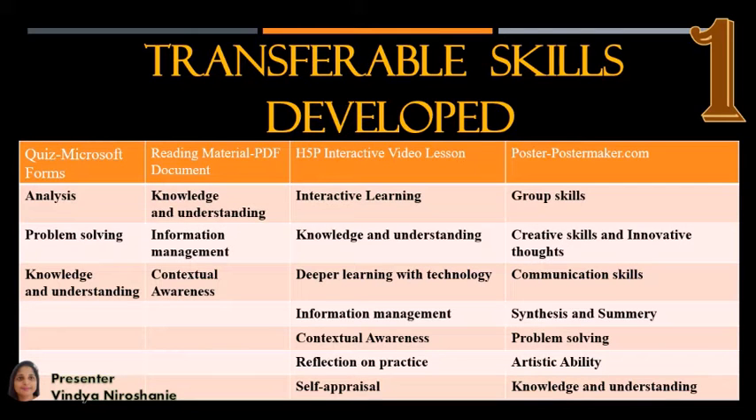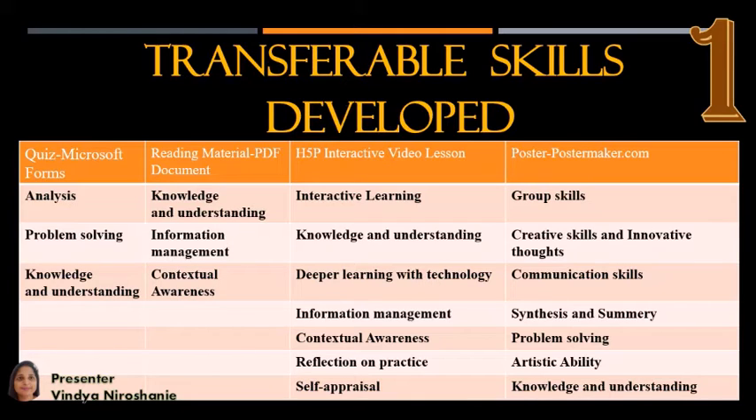Right, now we'll see the transferable skills developed. As you can see, there are all 4 activities used in our entire study. A quiz using MS Forms, which will help to develop analysis and problem solving skills. Second one is PDF reading material. As we all know, it will help to develop information management as well as knowledge and understanding skills. Reading material is usually a common activity.